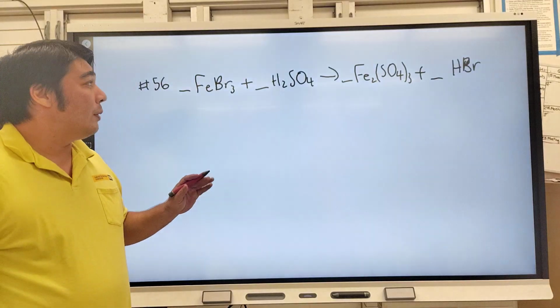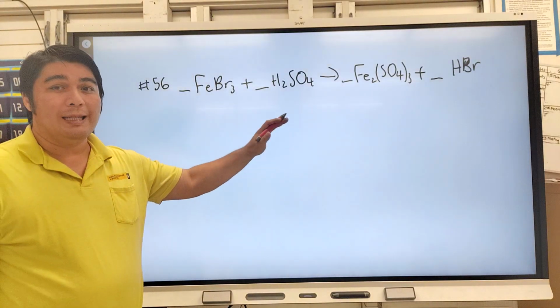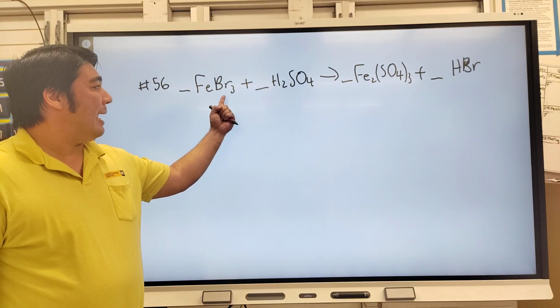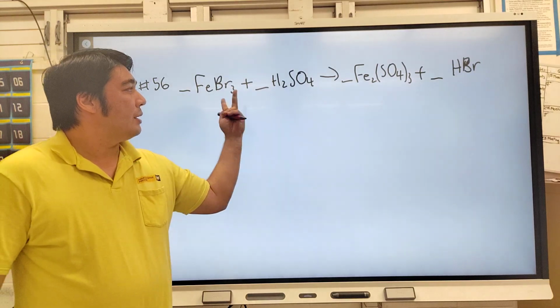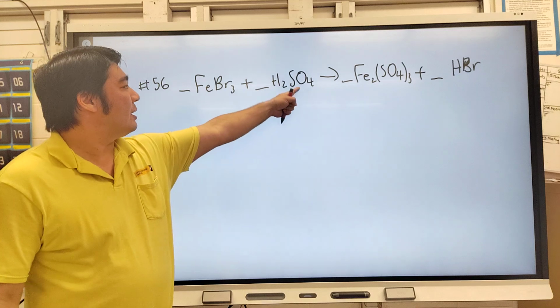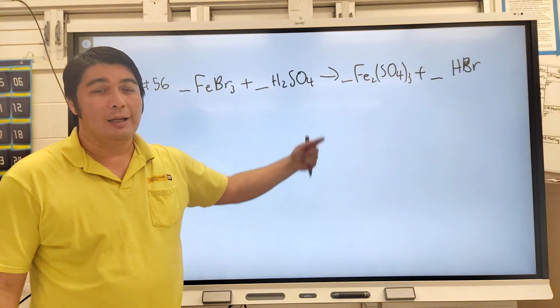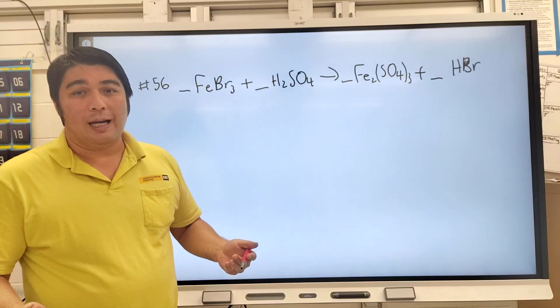In this one, we have a double replacement reaction, and we can tell this because the anions over here and over here switch places, so that now the sulfate comes to the iron and the bromide goes to the hydrogen. So that's the type of chemical reaction that we have.